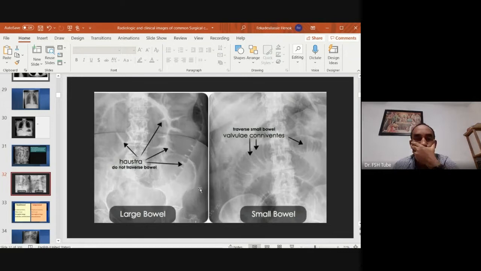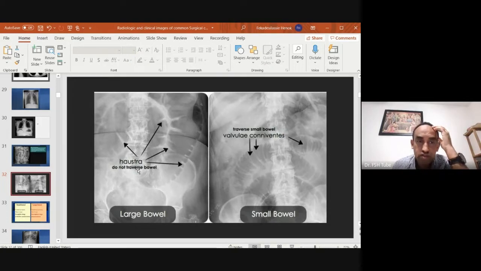What do you think is going on here? In the left side and in the right side. So we are dealing with a small bowel. We see the valvulae conniventes. You see this? Valvulae conniventes are parallel to each other. They are traversing the entire diameter. They are wide. And here, the caliber is also important. So this caliber compared to this one, this is large bowel for sure.